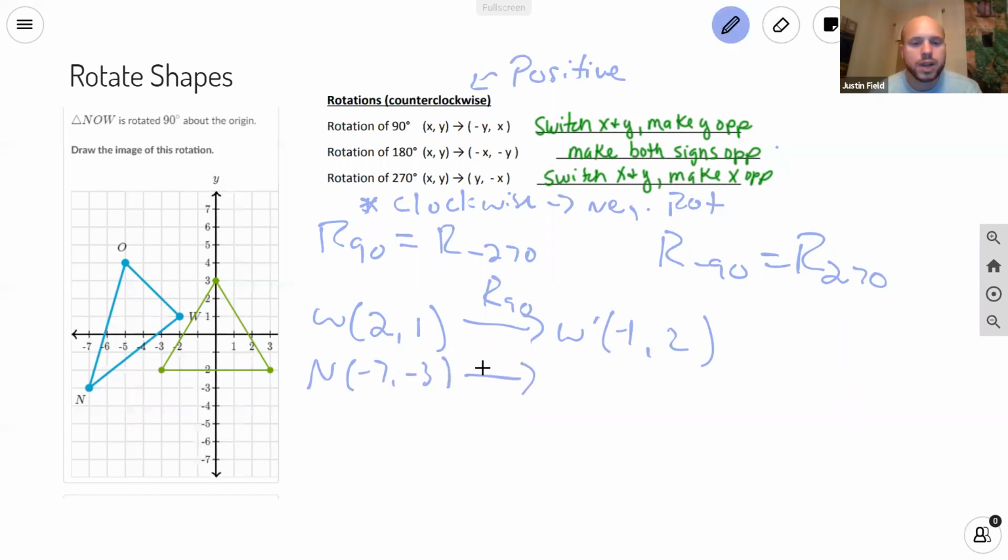So we're going to rotate that, capital R, 90. And so N prime would be -3, -7. Switch the X and the Y, and then make Y opposite. So Y was -3, so that's +3. So N prime is at 3, -7.